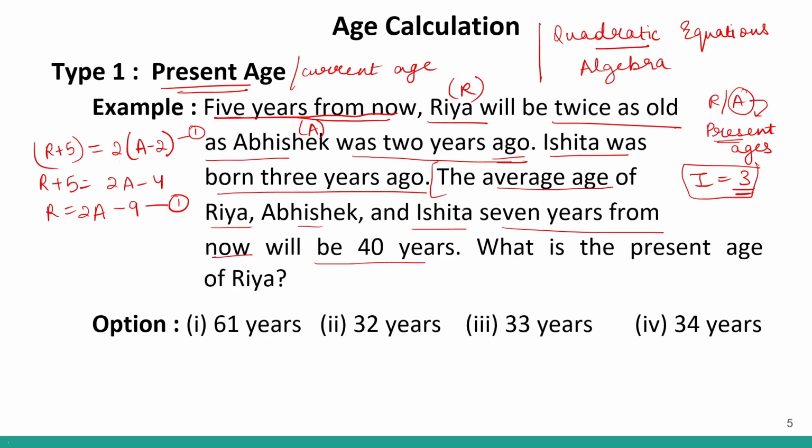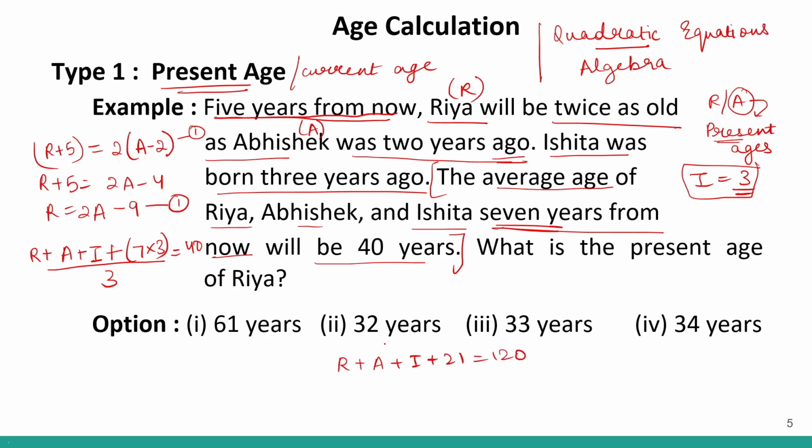So basically, if I write this statement in equation form, I can say that Riya plus Abhishek plus Ishita and 7 years from now, so plus 7 for all of them. So 7 into 3, right? Their average age, there are 3 people, so divided by 3 equals 40. This is given to us. If we simplify this, I am simplifying it over here. If we simplify it, I can write that R plus A plus I plus 21 equals 120.